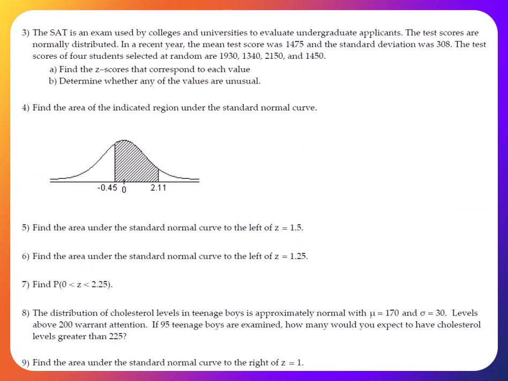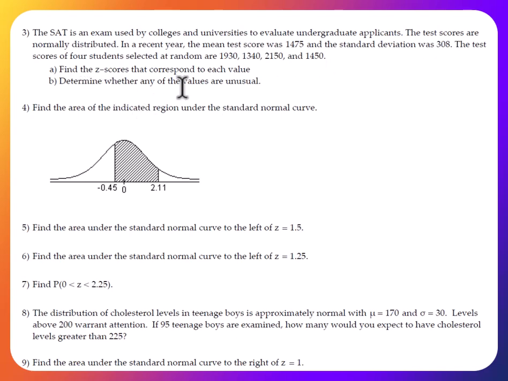Next question. The SAT is an exam used by colleges and universities to evaluate undergrad applicants. The test scores are normally distributed. In a recent year, the mean was 1,475 and the standard deviation was 308. The test scores of 4 students selected at random are the following. Find the z-score. The formula for the z-score is z-score equals value minus mean divided by standard deviation. So for example, if you take 1930 and you find the z-score, it will be 1930 minus the mean, which is 1475, and then divide by the standard deviation, which is 308. To do the second one will be 1340 minus 1475 divided by 308, and so on and so forth.